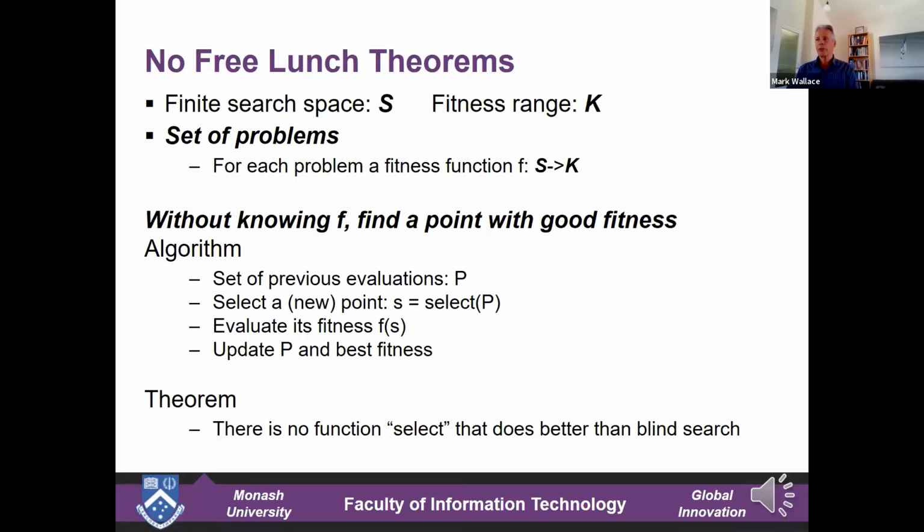So if you have a set of previous points you've evaluated, you call it P, then you select a new point to evaluate, a new point S, which is some function of P. You evaluate its fitness, and then you update P and the best fitness you've got so far. And the theorem says there's no function select that does this better than blind search.